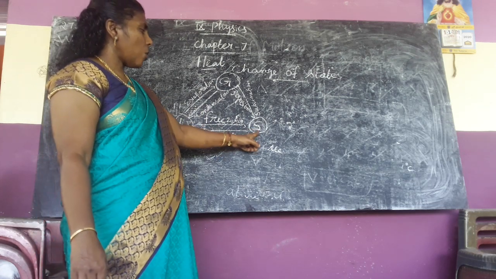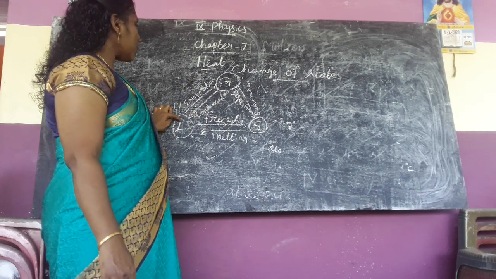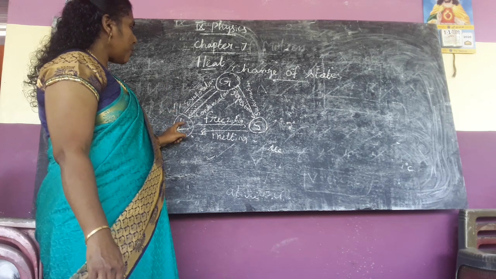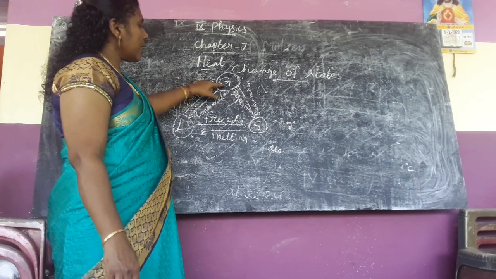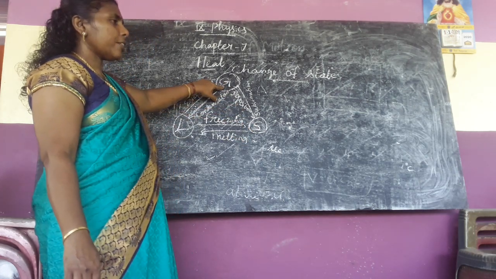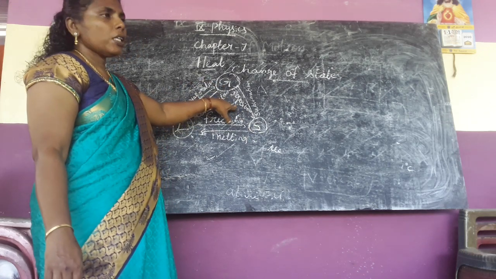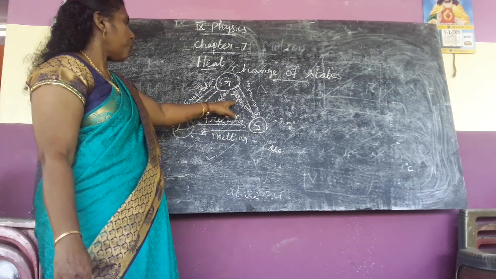The process of solid state into liquid state is called melting. Next, the liquid state to gaseous state is called evaporation. The next, gaseous state to solid state. The process of changes from gaseous state to solid state is called deposition.